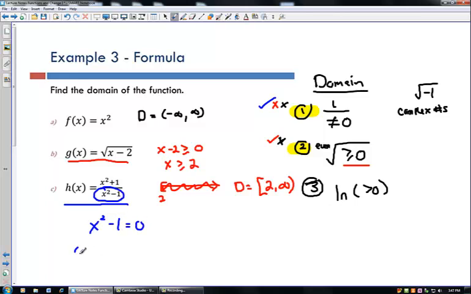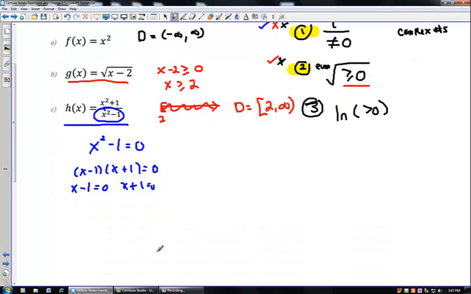I'm going to factor this, so you get x minus 1 times x plus 1 equal to 0. And if you have two things and you're multiplying them together and getting back 0, one of the things has to be 0. So this times that is 0. Either x minus 1 is 0, or x plus 1 is equal to 0. And so let's solve these two equations here. So you're going to get x equal to 1 when you add 1 to both sides, or x is equal to negative 1. And so you can draw a sign diagram if you want here.